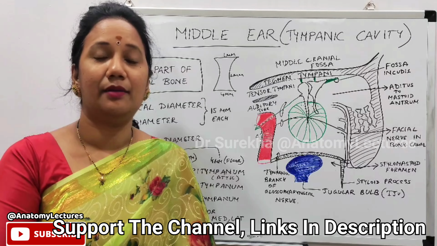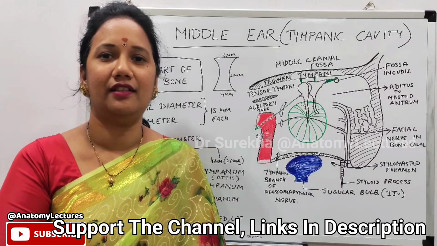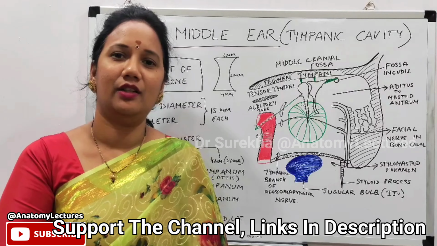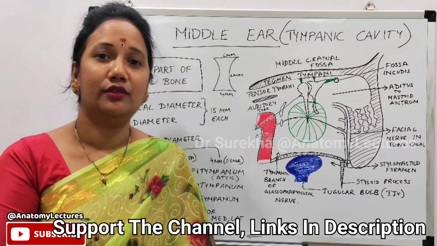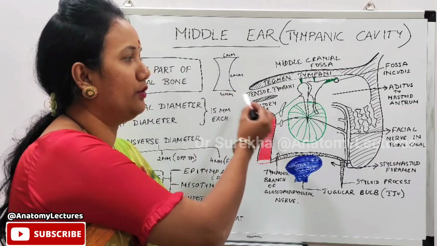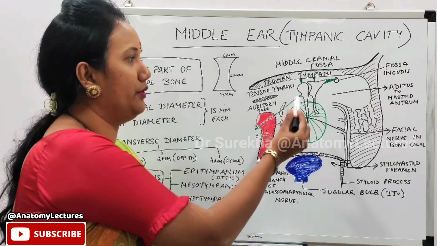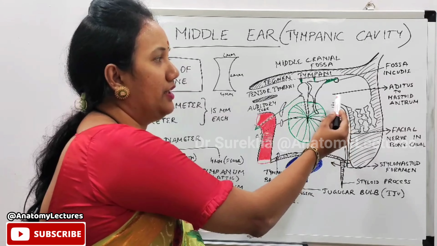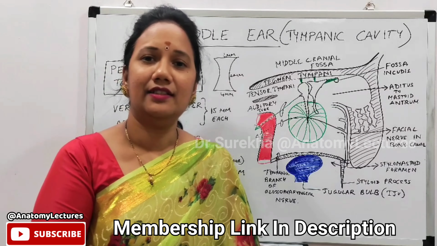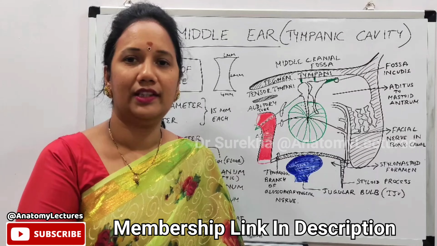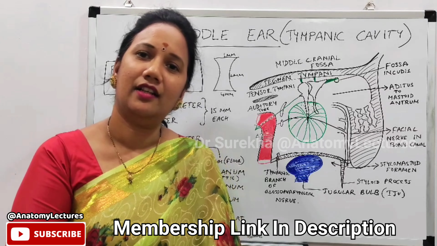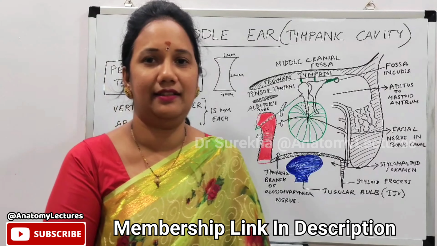This middle ear communicates anteriorly with the nasopharynx through the auditory tube, and posteriorly with the mastoid antrum through the aditus to mastoid antrum. This middle ear is filled with air and lined with mucous membrane, and it assumes its adult size by the birth itself.